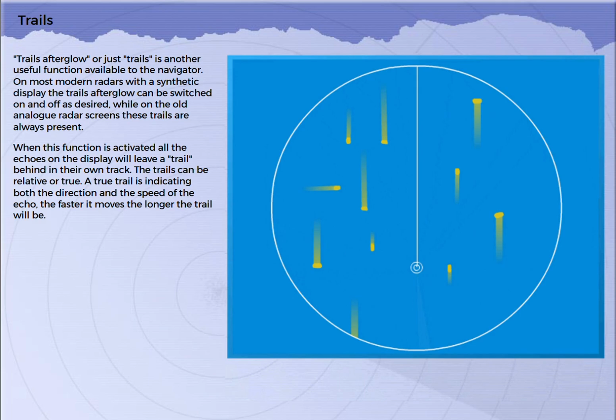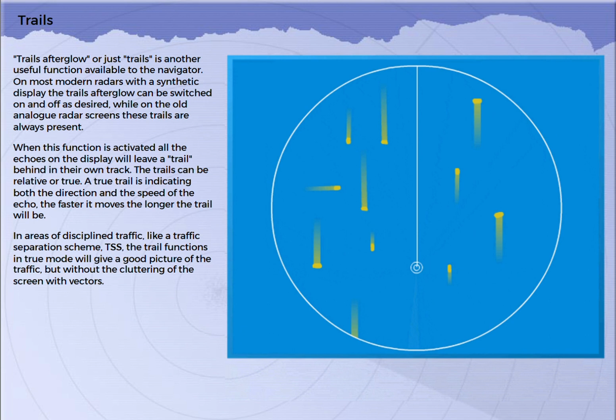When this function is activated, all the echoes on the display will leave a trail behind in their own track. The trails can be relative or true. A true trail is indicating both the direction and the speed of the echo. The faster it moves, the longer the trail will be.